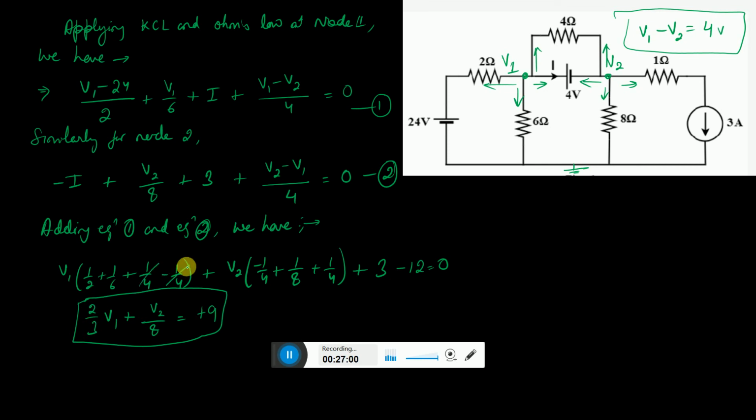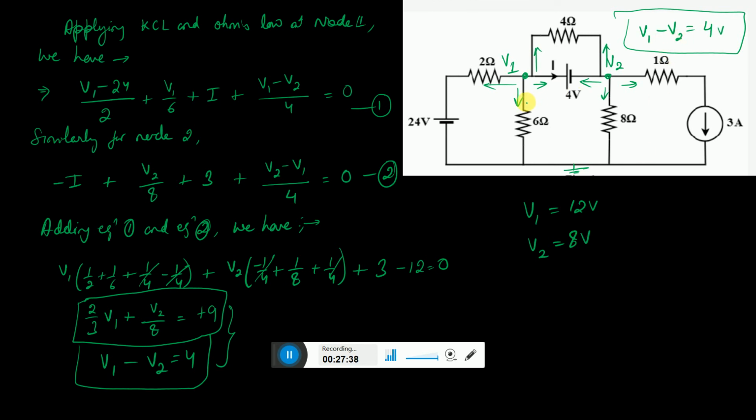By solving this, this is 2 by 3 V1, and here this is V2 by 8. So you have got one equation like this. Another equation from here, you have got V1 minus V2 is equal to 4. So now you have got two equations, equation 3 and 4. You just need to solve these equations, and what you are going to get is V1 equal to 12 volts and V2 equal to 8 volt. So by knowing V1 and V2, 12 and 8, it satisfies this.